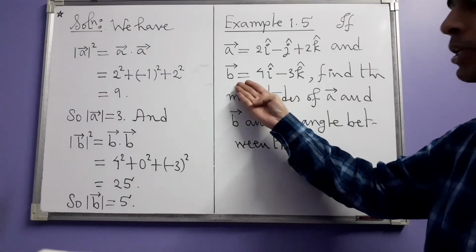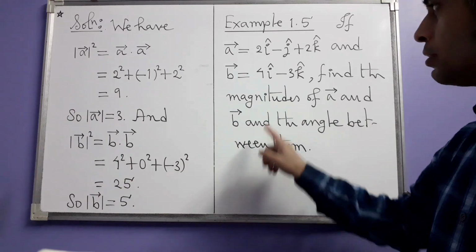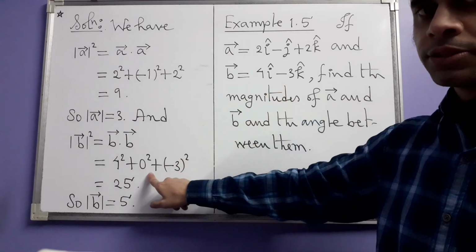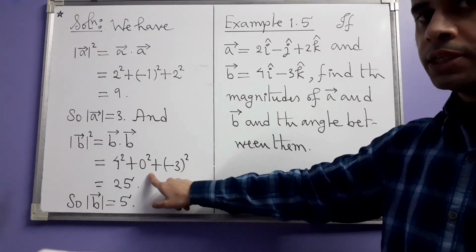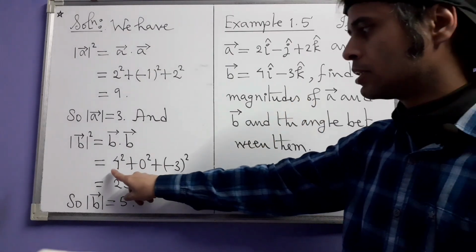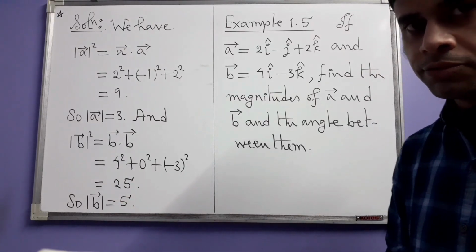Similarly, we calculate the magnitude of B using the similar formula for B. So 4 square plus 0 square, I just simply wrote 0 square to show that we are using that fourth property, plus minus 3 whole square. So 16 plus 9, 25. So B has magnitude 5.